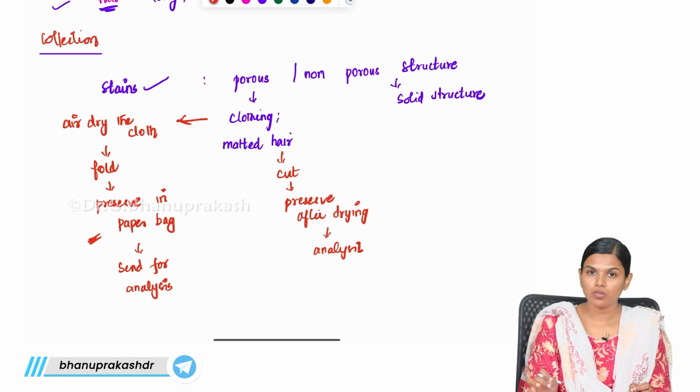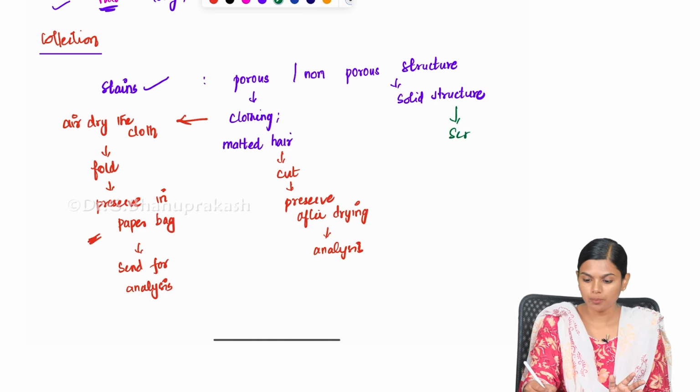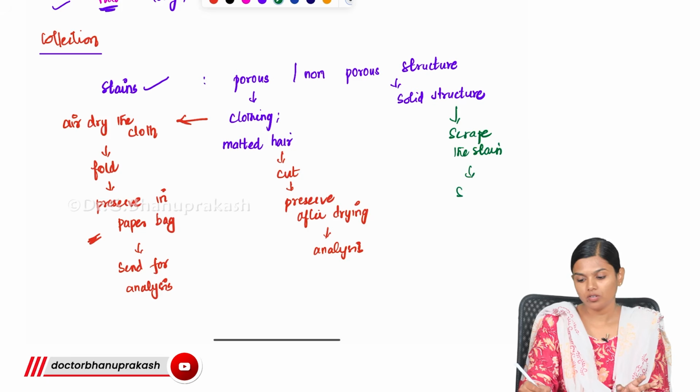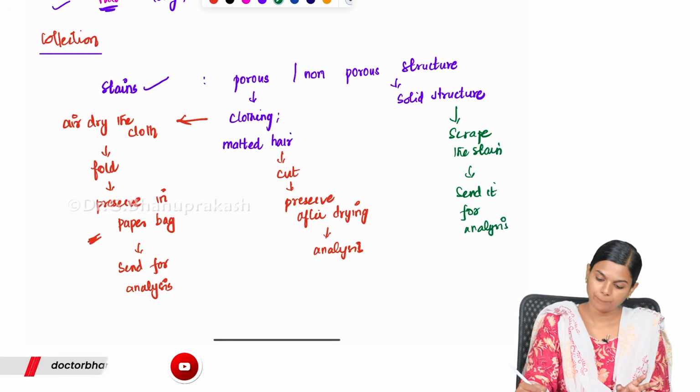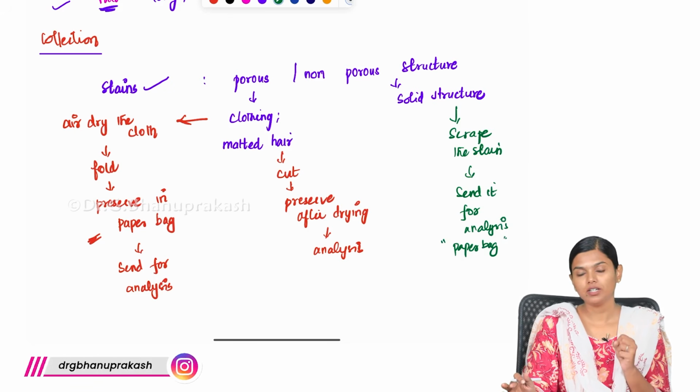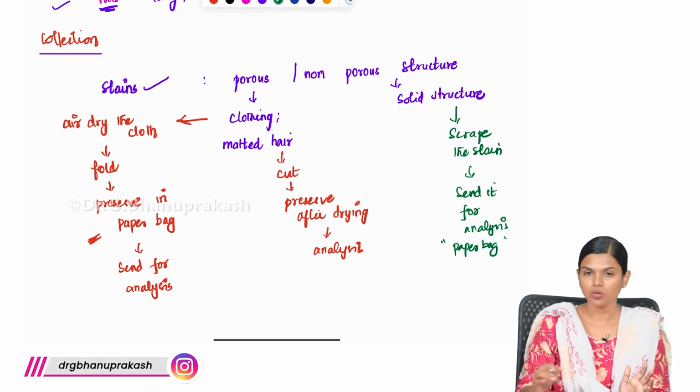If it is a non-porous structure, like you are finding it on the ground, some tile somewhere, what you have to do is scrape the stain area and send it for analysis in a paper bag. So mostly you have to preserve it in a paper bag only. So this is how you will collect.